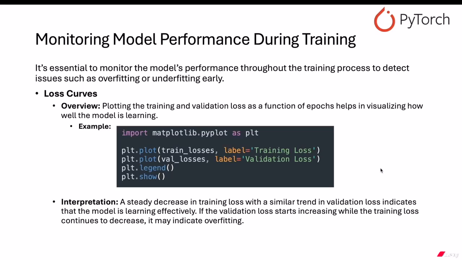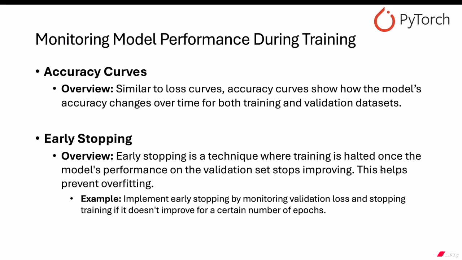Interpretation. A steady decrease in training loss with a similar trend in validation loss indicates that the model is learning effectively. If the validation loss starts increasing while the training loss continues to decrease, it may indicate overfitting. Monitoring model performance during training using accuracy curves: similar to loss curves, accuracy curves show how the model's accuracy changes over time for both training and validation datasets.